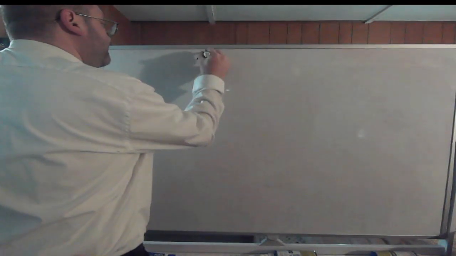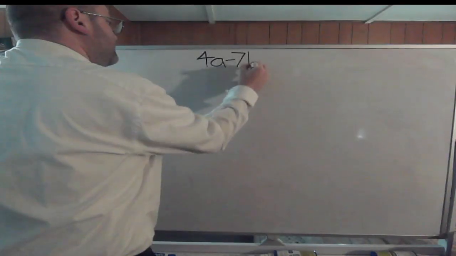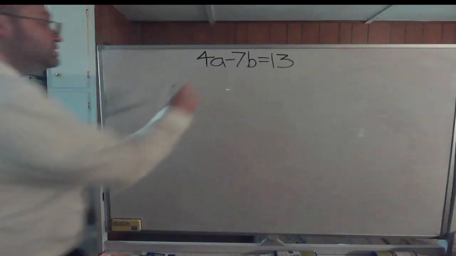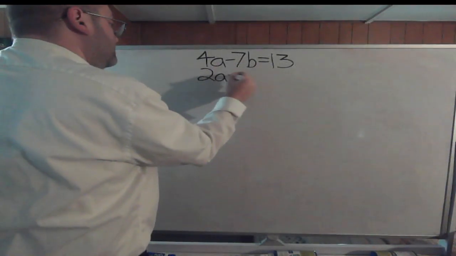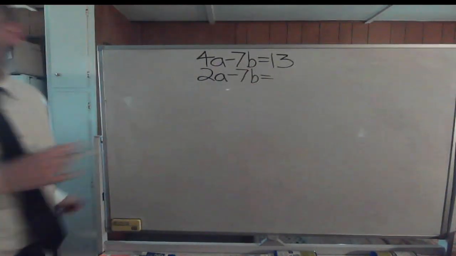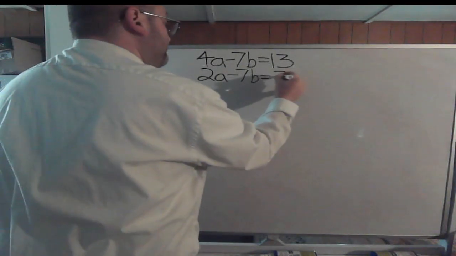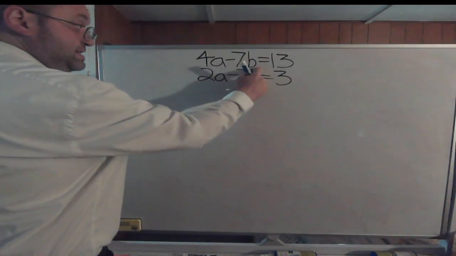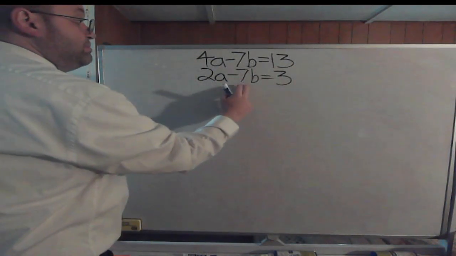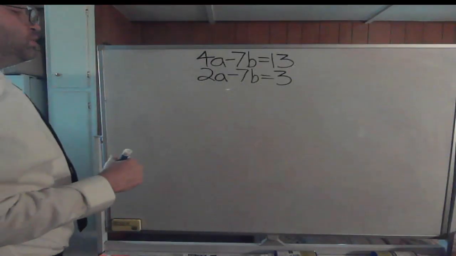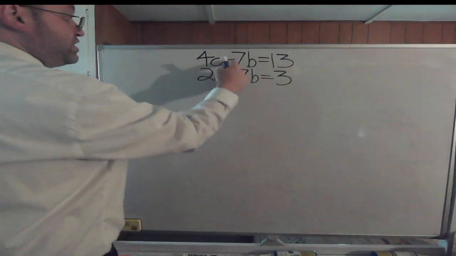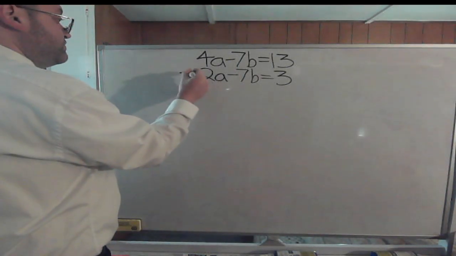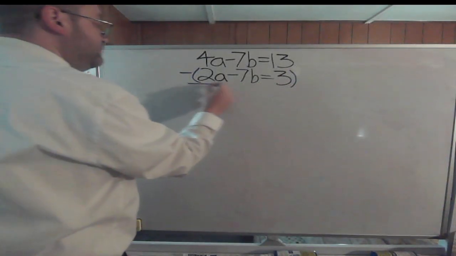Alright, let's see. 4a minus 7b equals 13. Then we have 2a minus 7b equals 3. So we have this system of equations here where we have 4a minus 7b equals 13, 2a minus 7b equals 3. Well, on the b variables, both coefficients in the equations are negative 7. That means if we subtract the second equation from the first, we can eliminate the b variable temporarily.